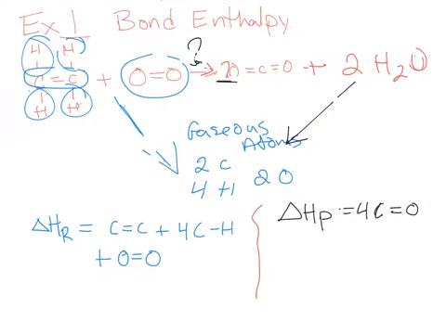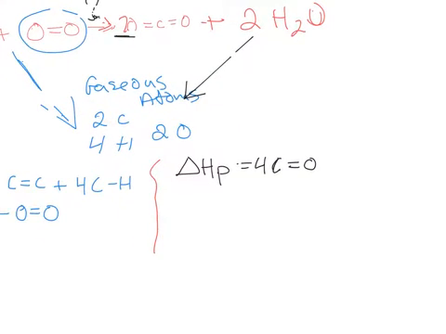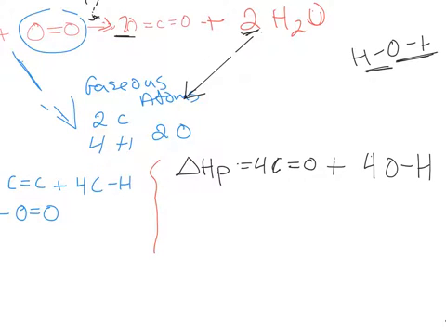And I also have 2 oxygen-hydrogen bonds, but I have 2 molecules of H2O, so in grand total I have 4 OH bonds, because each H2O is 1 bond, 2 bonds, and I got 2 of them total. So those are the bonds that I have.